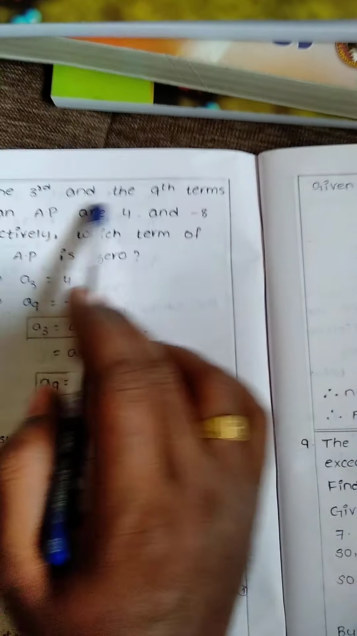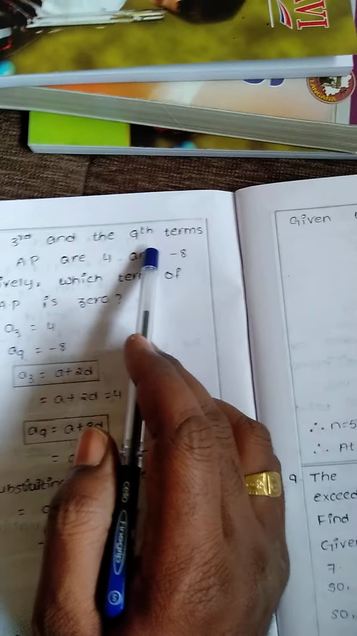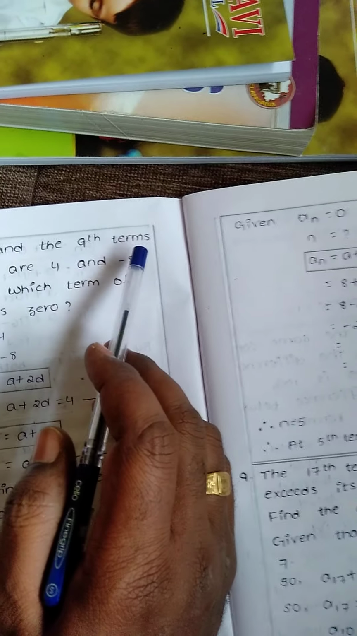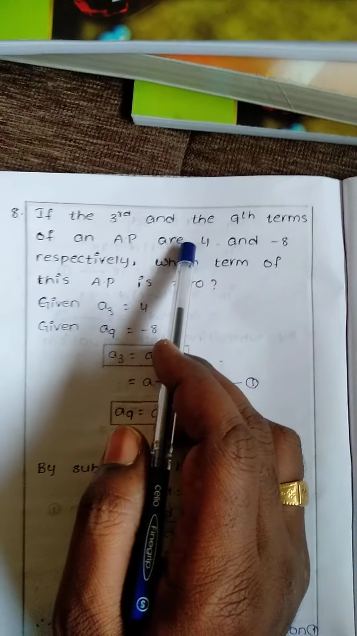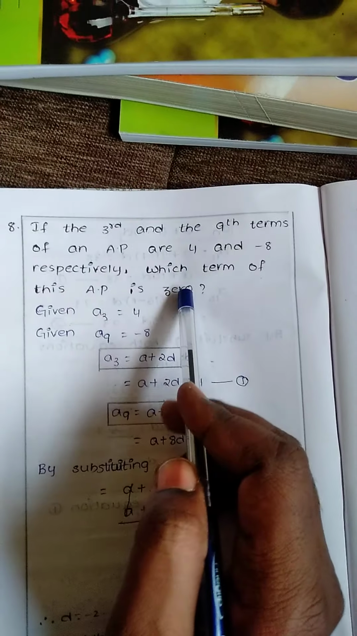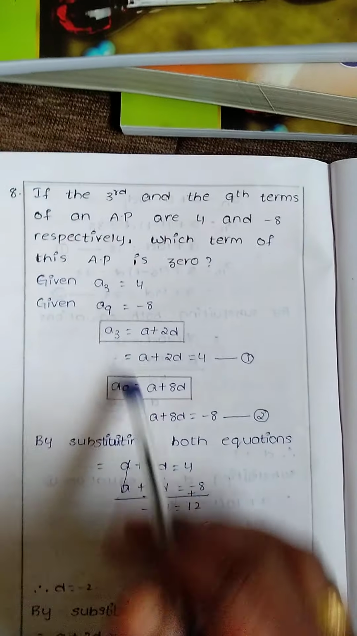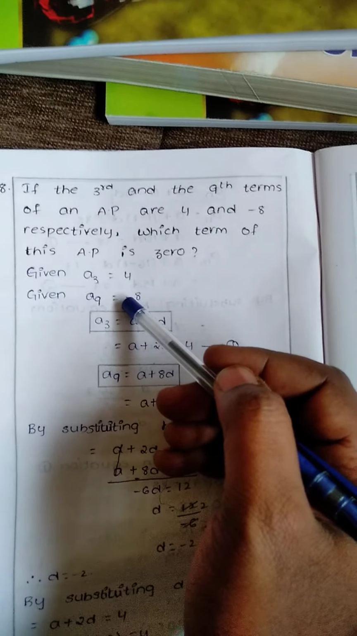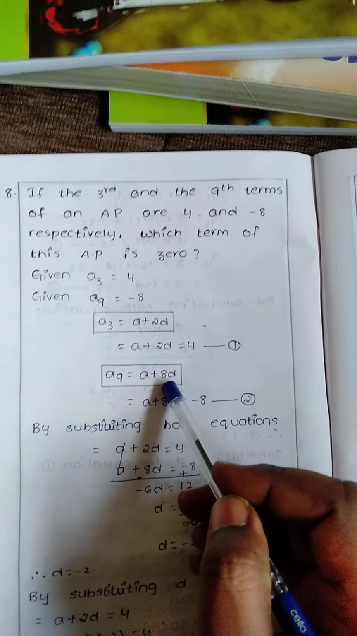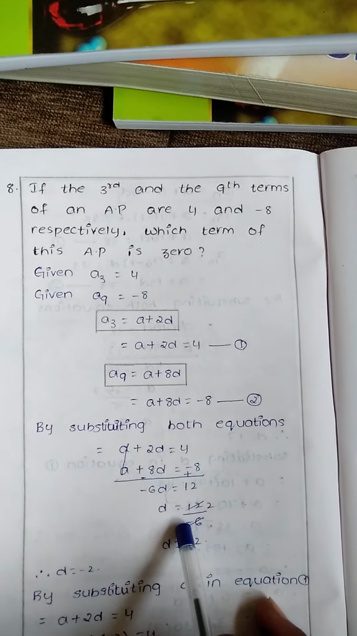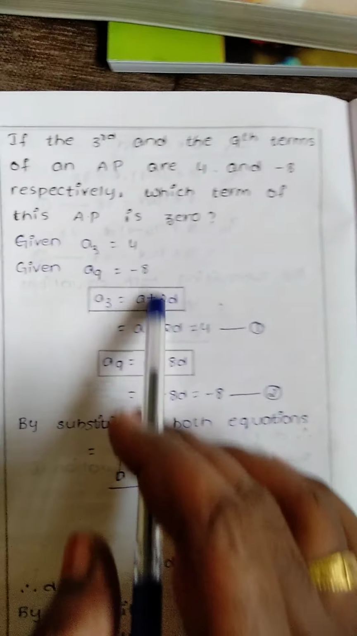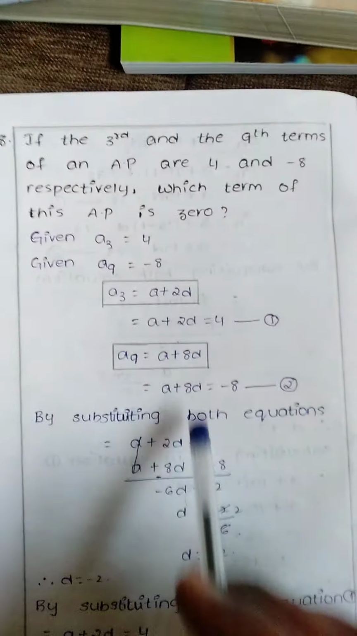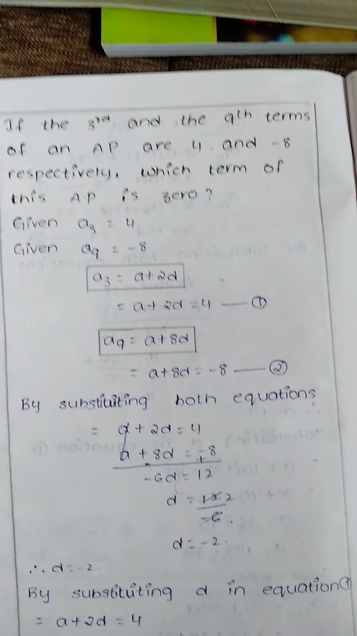What is asked? If the third term and the ninth term of the AP are 4 and minus 8 respectively, which term of the AP is 0? So what they are asking: A3 is given, A9 is given. From these two equations we can find the A value and D value by using the elimination method. You already know these sums, that is why I am not explaining completely. You will get the value of A and D.